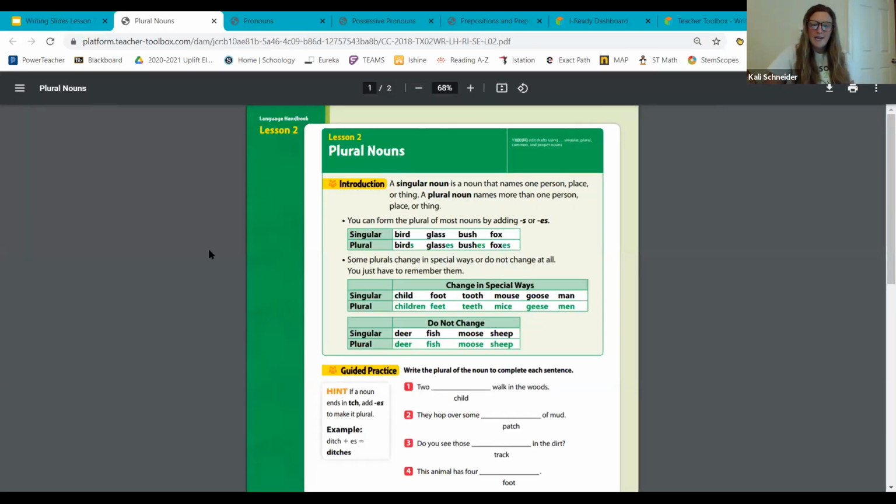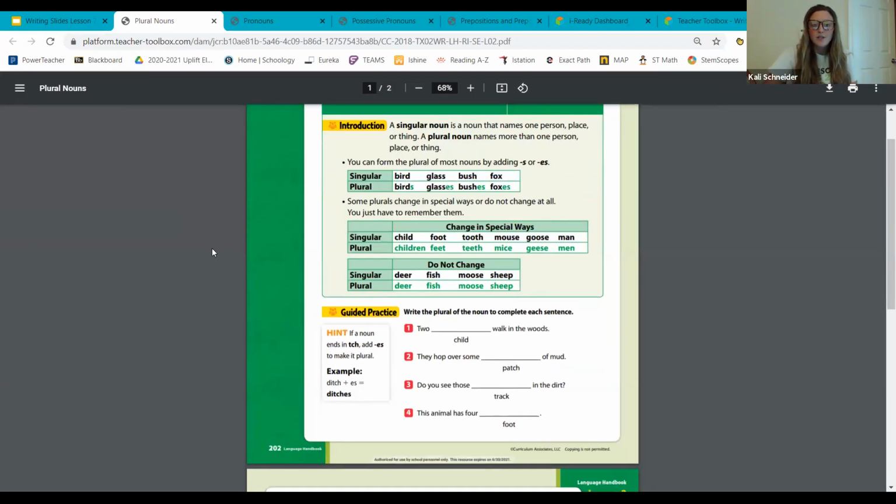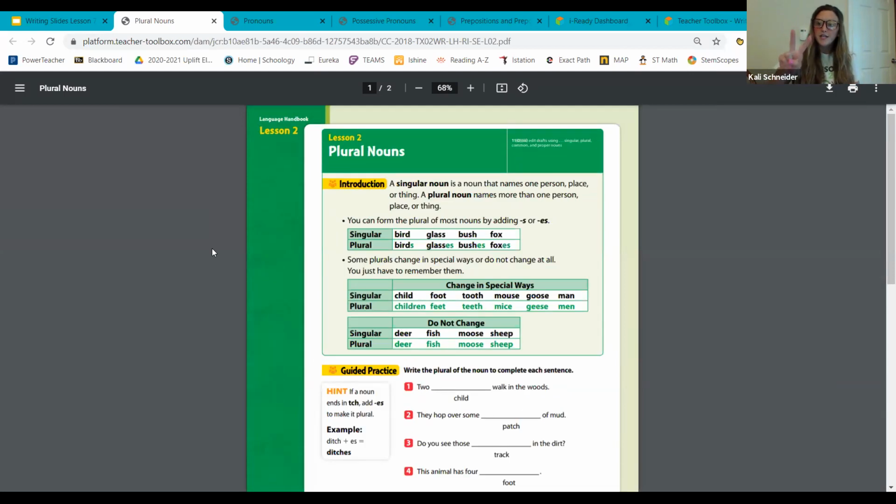Today, we're going to be on page number 202. If you need a minute to get there, go ahead and push pause. On the page it says, Lesson 2, Plural Nouns. Introduction. A singular noun is a noun that names one person, place, or thing. A plural noun names more than one person, place, or thing. So singular is one, plural is more than one.